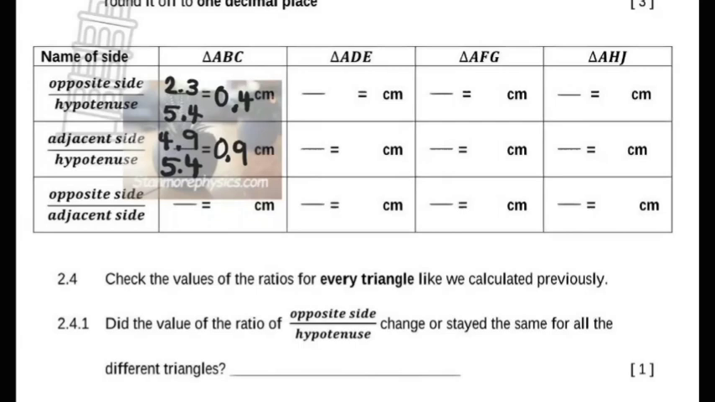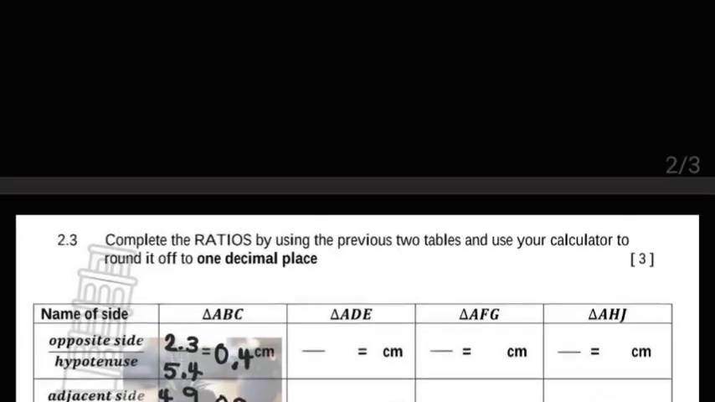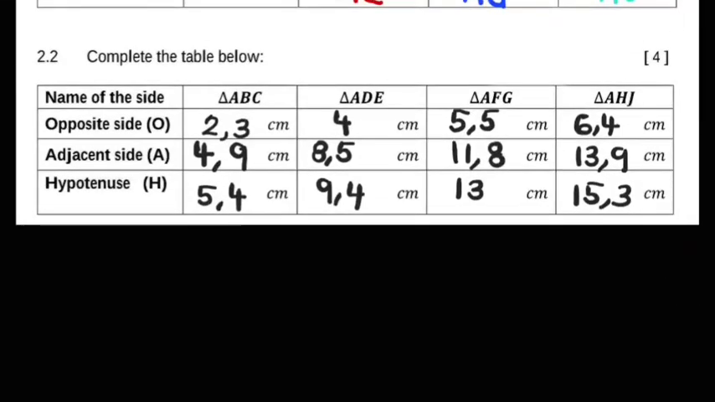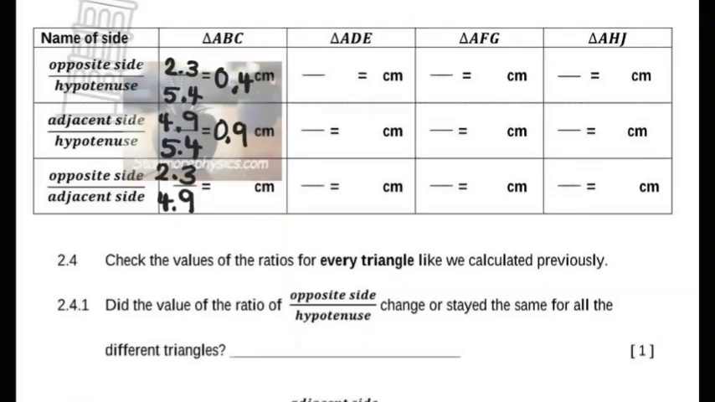The next ratio we need is opposite over adjacent. Opposite is 2.3, adjacent is 4.9. And getting the answer as 1 decimal place, that is 0.5.